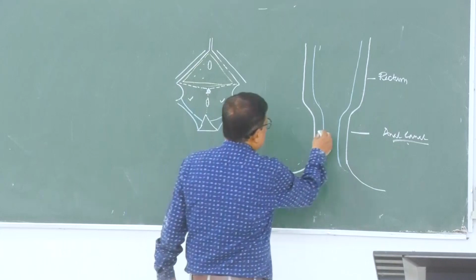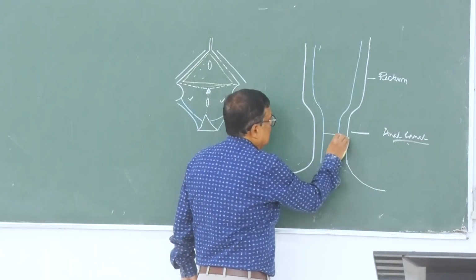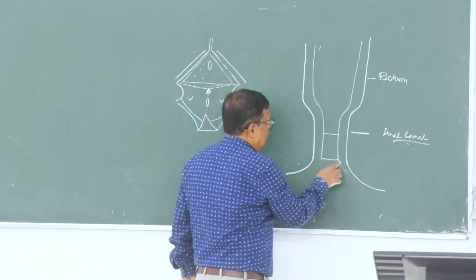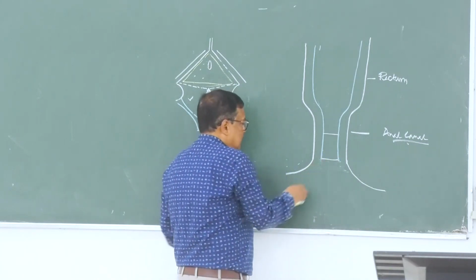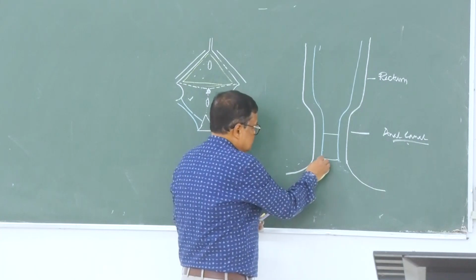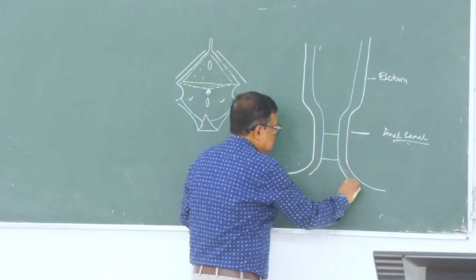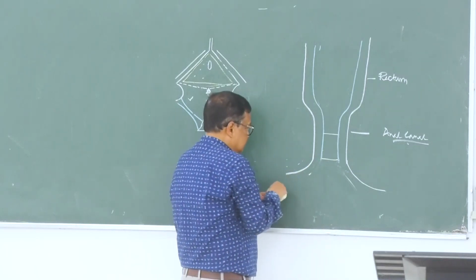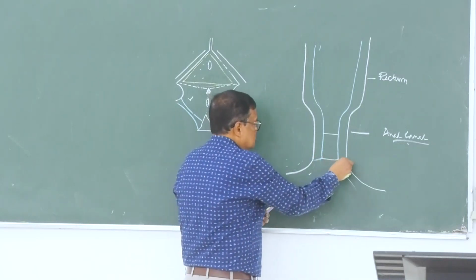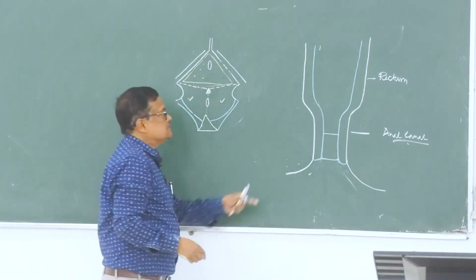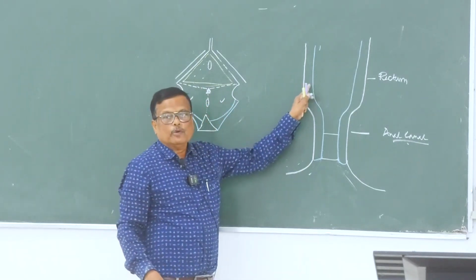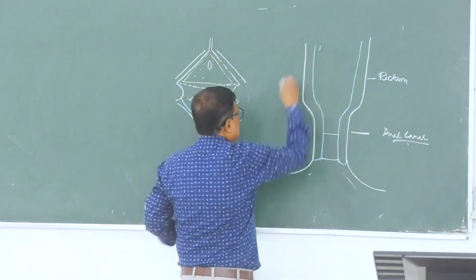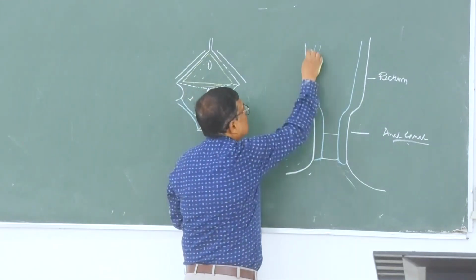It is the upper part and lower part. It is lined by skin. After the membrane, what is there? Submucosa.